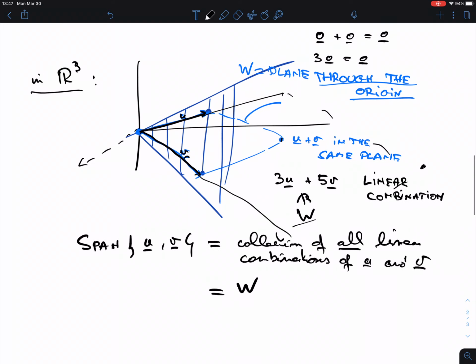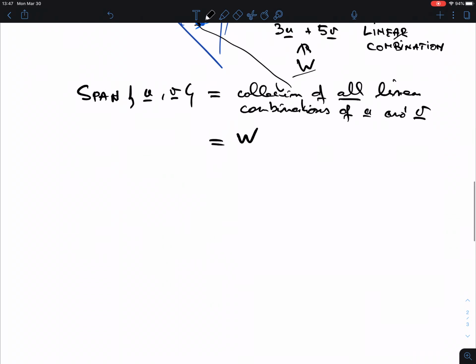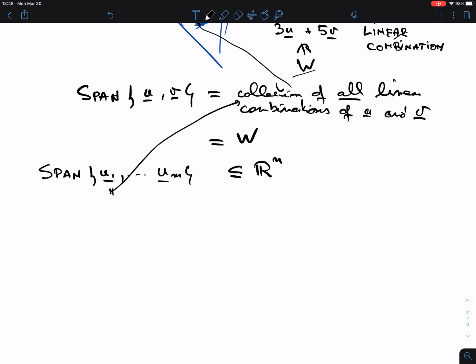And in general, if you take the span of any collection of vectors, the result will be a subspace. So let me say in general, if we have a bunch of vectors u1 up to um, let's say they're all vectors in R^n. They can be the same, but they don't have to be the same. So I take a bunch of vectors in some vector space, in my case R^n, and the span of u1 to um is defined the same way, the collection of all linear combinations.